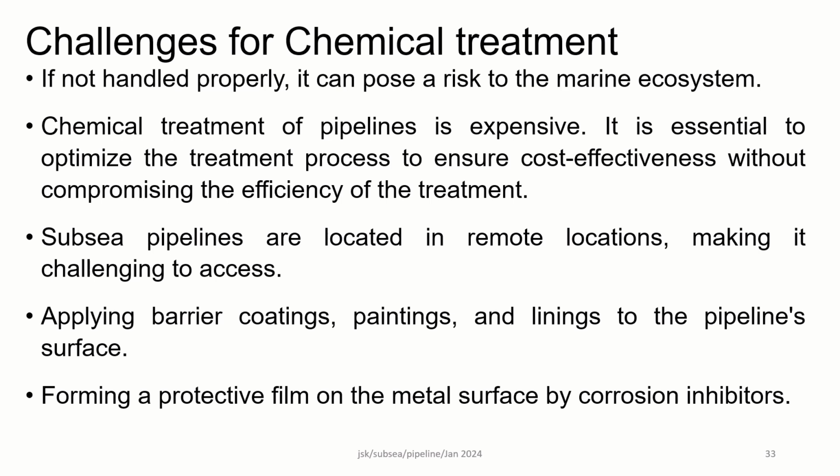Challenges for chemical treatment: if it is not handled properly, it can cause a risk to the marine ecosystem. Chemical treatment of pipelines is expensive. It is essential to optimize the treatment process to ensure cost effectiveness without compromising efficiency. Subsea pipelines are located in remote locations, making them challenging to access. Applying barrier coatings, paintings and linings to the pipeline's surface, forming a protective film on the metal surface by corrosion inhibitors.